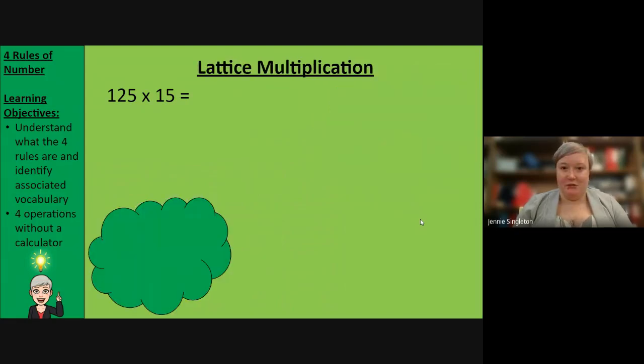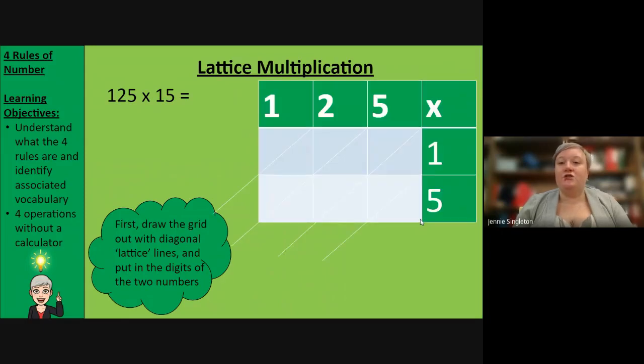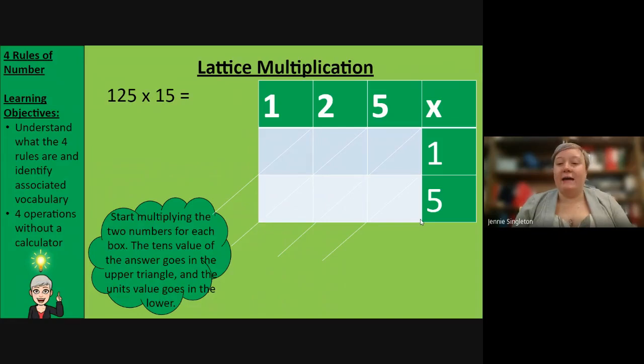The last method is lattice multiplication. It looks similar to grid method, but you don't end up with as many zeros and adding to do at the end. So you draw a grid very similar to your grid multiplication, except instead of your numbers going down the left-hand side, they're going to come down the right-hand side. And you're also going to draw diagonal lines through the corners of your blank boxes. Again, we're going to multiply what's above and to the right of each blank box. The tens value of your answer goes in the top triangle created, and the units answer goes in the bottom triangle. So for example, 1 times 1 gives us 1, so that's no tens, but 1 unit.